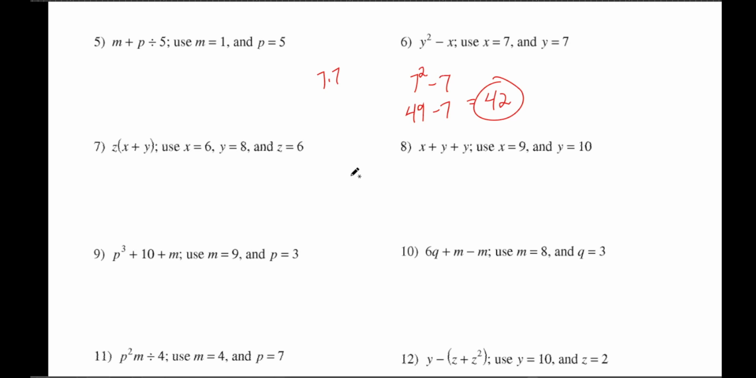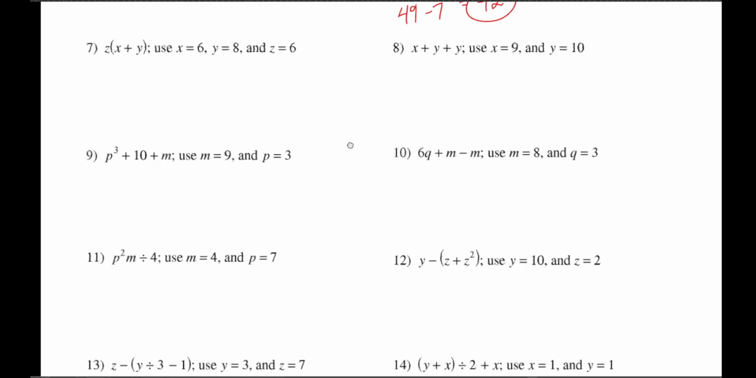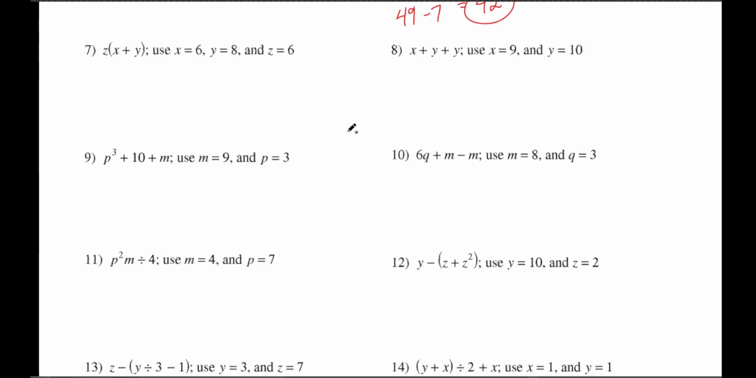Okay. Let's do another one. Let's do this one with parentheses, okay? So here we go. We've got to figure out what that's equal to. I have no idea what that's equal to unless I know what x, y, and z are, right? But they tell me x, y, and z. So that was nice. So all I'm doing is taking the 6, putting it in for the x, the 8, putting it in for the y, and the 6, putting it in for the z.